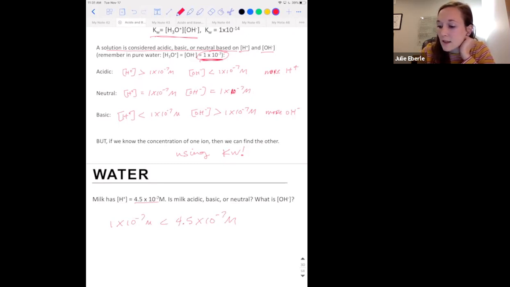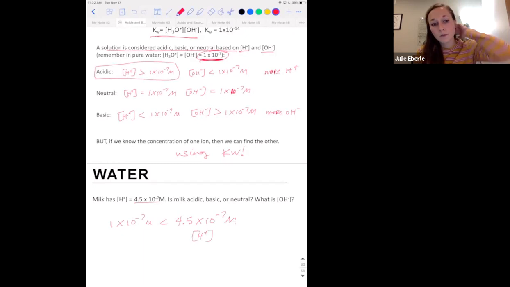So because of that, it actually falls right here, where H plus is greater, this is our concentration of H plus. So we are saying that the concentration of H plus is greater than 1 times 10 to the minus 7 here. So that means milk is acidic. We don't think of milk as being acidic, but it is slightly acidic.